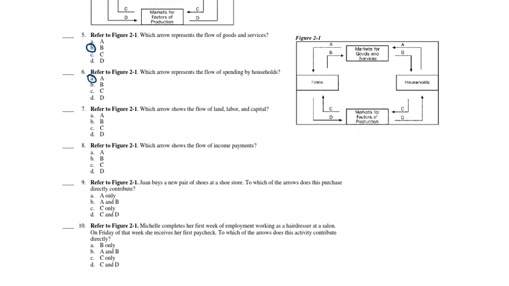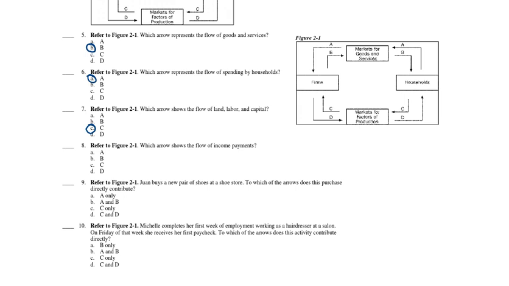Which arrow shows the flow of land, labor, and capital? Well, land, labor, and capital is what firms buy. It's what they spend their money on. They spend their money on that so that they can produce goods and services. So land, labor, and capital is what households provide to firms. Firms buy this from households. So C is the answer to number 7.